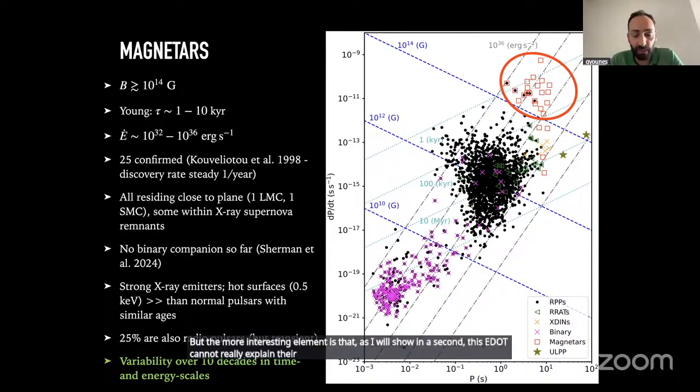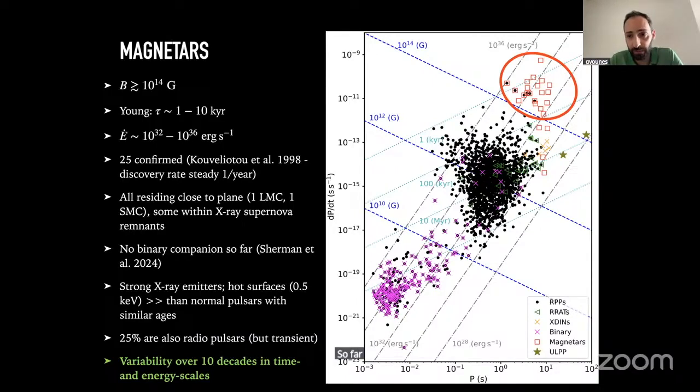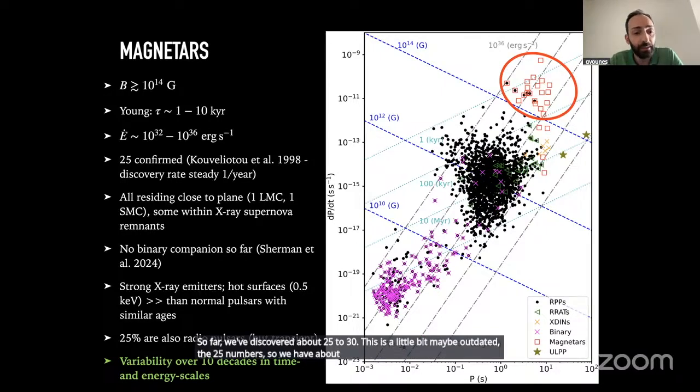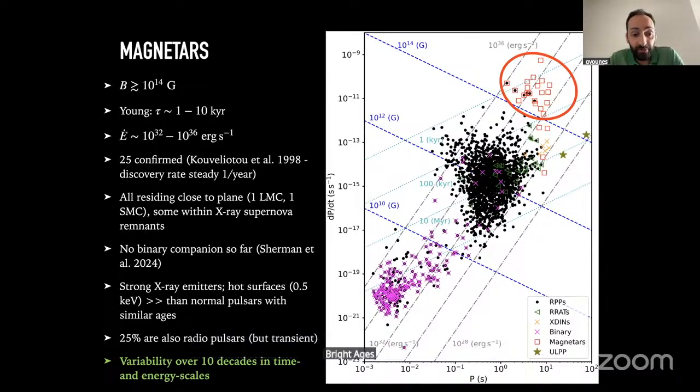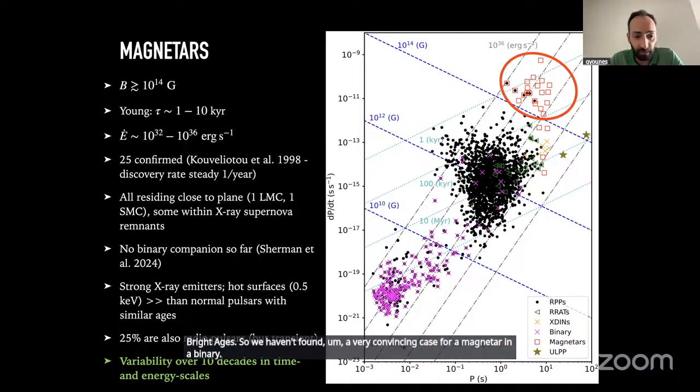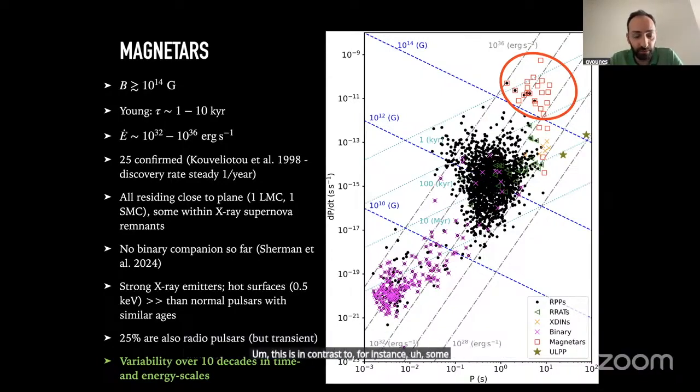But the more interesting element is that, as I will show in a second, this E dot cannot really explain their bright X-ray luminosities. So far, we've discovered about 25 to 30. This is maybe a little outdated, the 25 number. So we have about 30 discovered magnetars. They all reside close to the plane, so that gives you a confirmation of their young ages. Also, some of them are centrally located within X-ray bright supernova remnants. Again, confirmation of their young ages. So we haven't found a very convincing case for a magnetar in a binary. This is in contrast to, for instance, some of the models that are proposed for long period transients. But that's an interesting question.